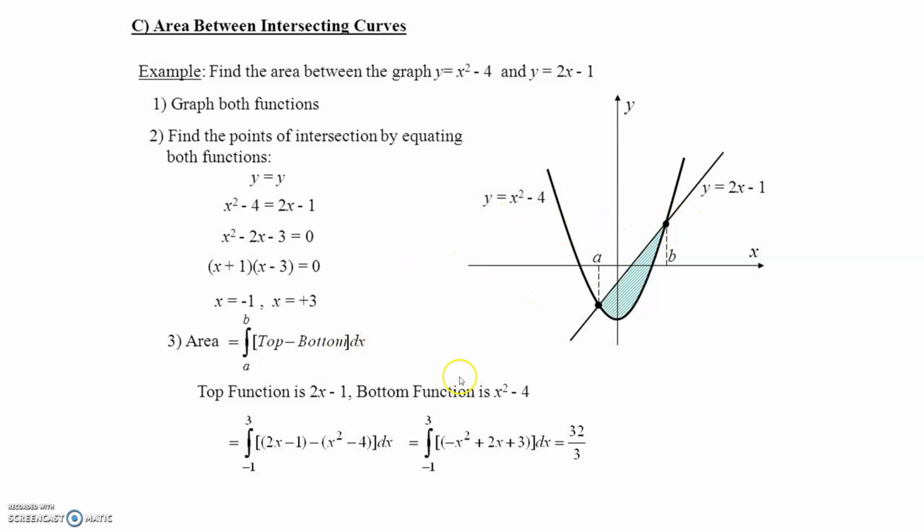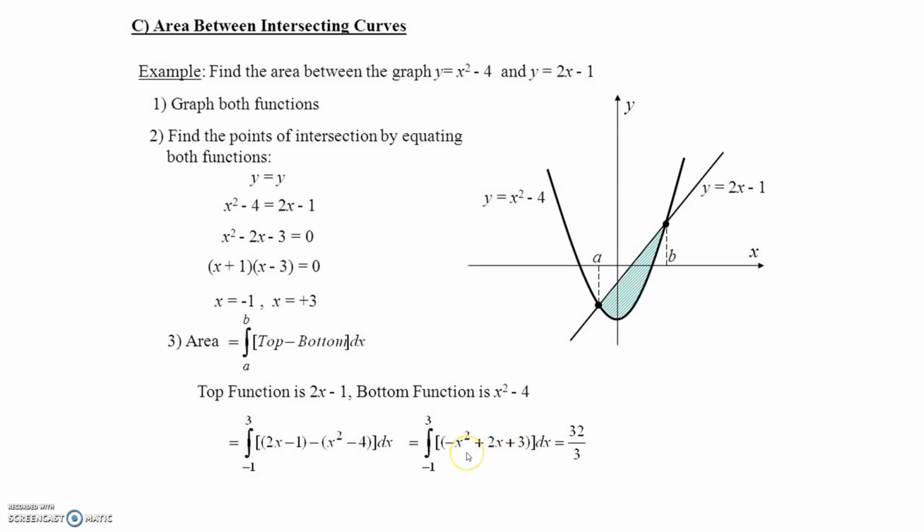Now, with the enclosing points as the start, the area from a to b is top minus bottom. The top is obviously 2x minus 1, minus x square minus 4. So graphically and diagrammatically, from minus 1 to 3, 2x minus 1 minus x square plus 4. We derive minus x square plus 2x plus 3.